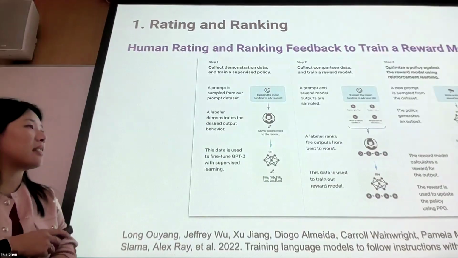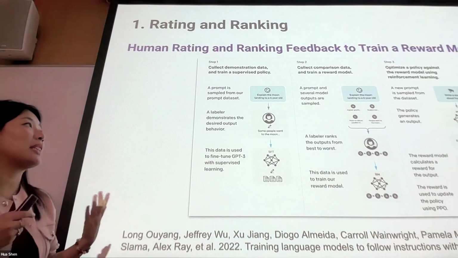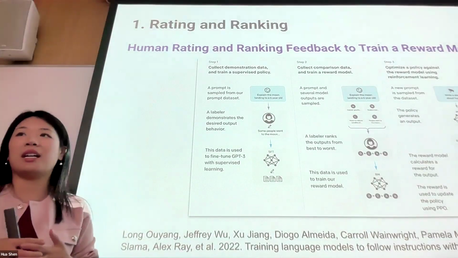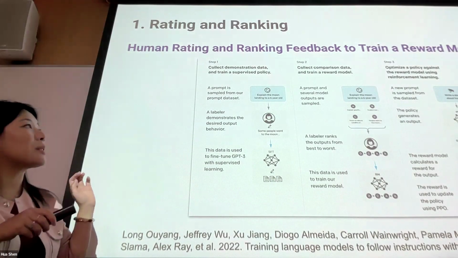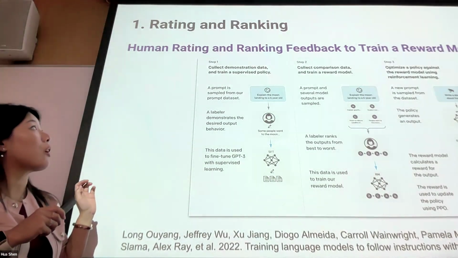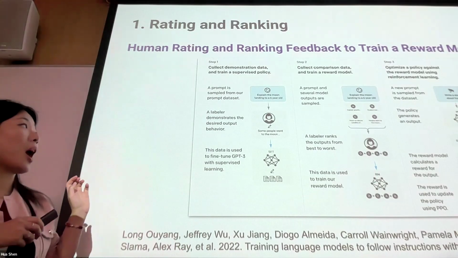Here is the figure we have shown before, which showed the details of how they trained the LM, or ChatGPT, in 3 main steps. First of all, collect demonstration data and train a supervised policy.